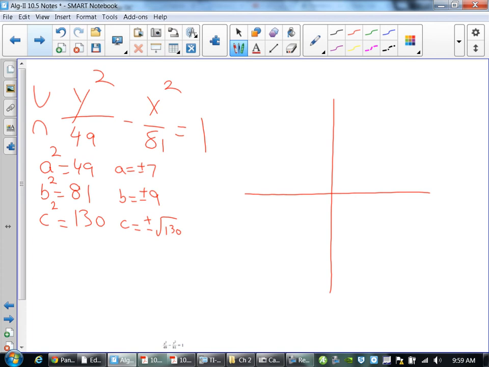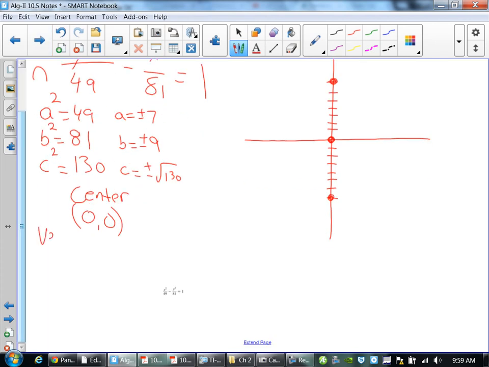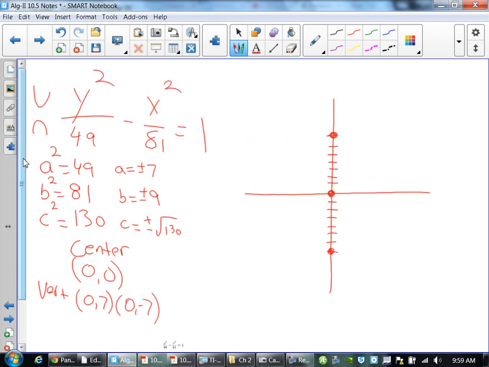Our center will be located at the origin, good old 0, 0. Our vertex, you can go vertical. So I go up 7 and down 7. A list here: vertex 0, 7, 0, negative 7. Covertex goes left and right, 9.